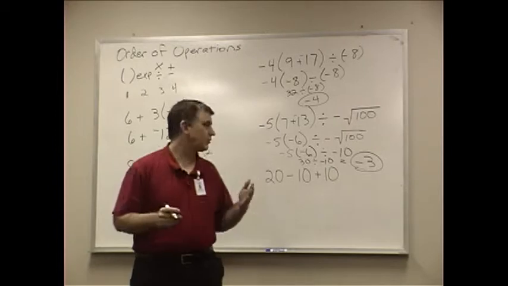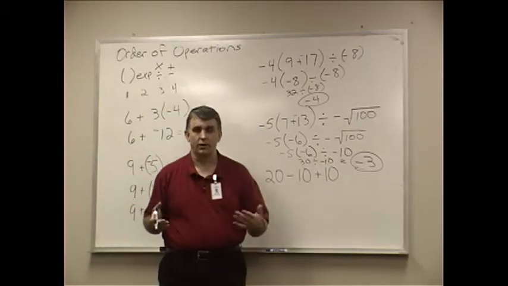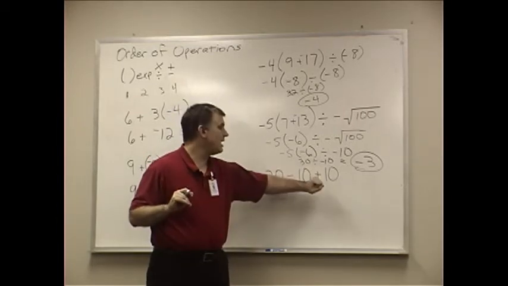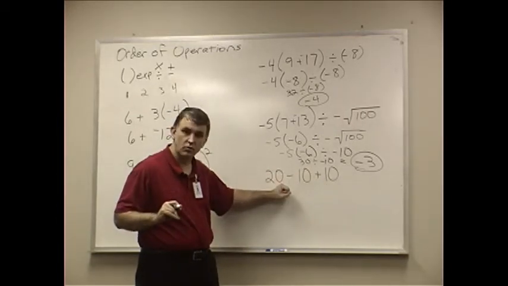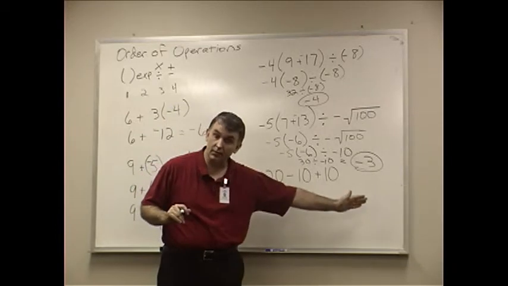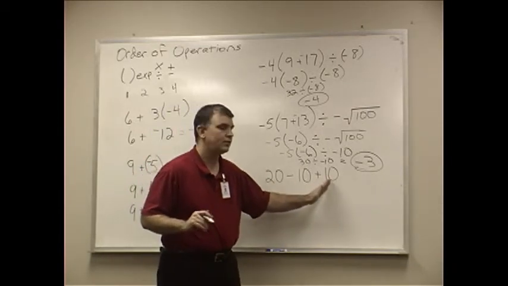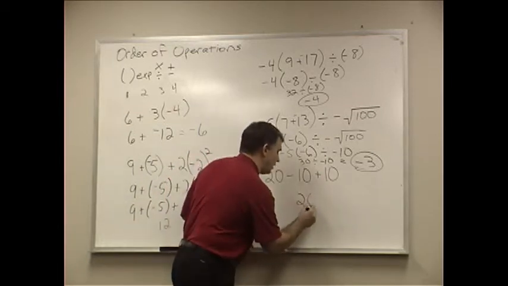Now, I put the last one on here. It's really, you know, it's like just adding and subtracting. Because there are some people that just believe that adding comes before subtracting. You do it left to right. So 20 minus 10 is 10, plus 10 is 20.